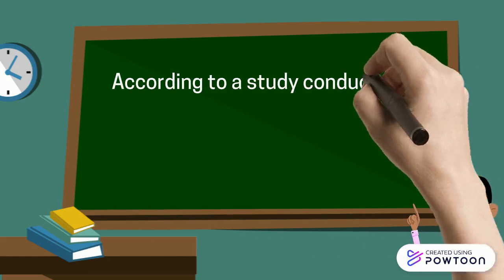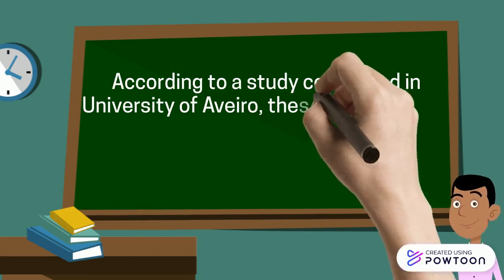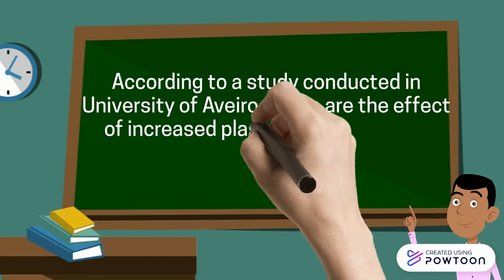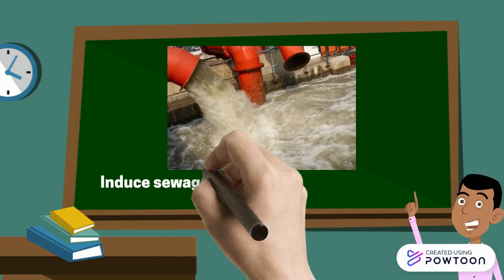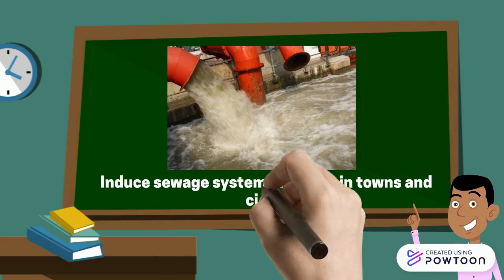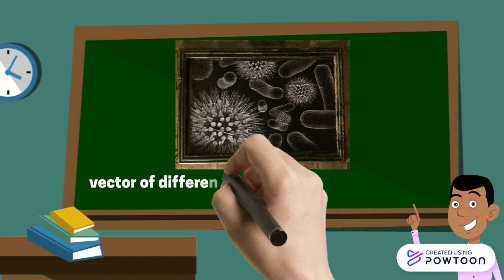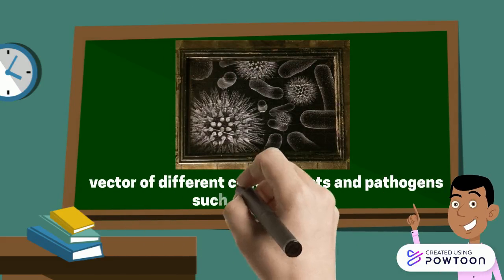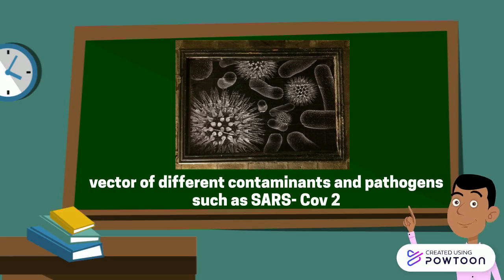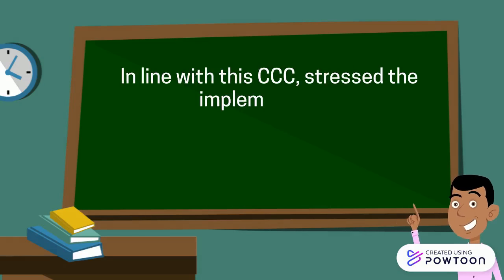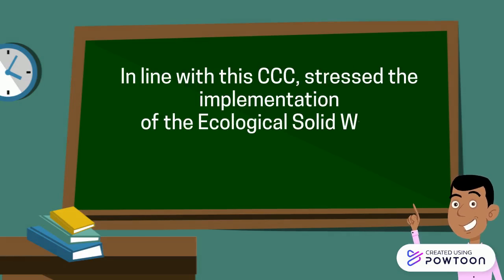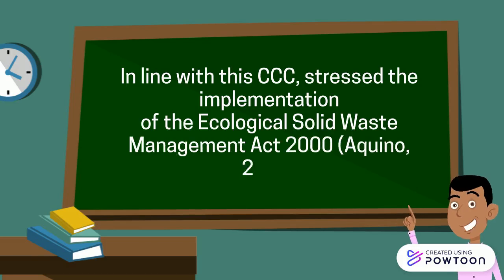According to a study conducted at the University of Aveiro, these are the effects of increased plastic pollution due to COVID-19. Induced sewage system blockage in towns and cities. Plastic pollution can be a vector of different contaminants, invasive species, and pathogens such as SARS-CoV-2. In line with this, the CCC stressed the implementation of the Ecological Solid Waste Management Act of 2000.